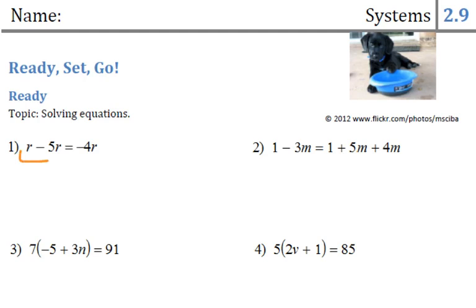So, I've got r minus 5r equals negative 4r. I want to get the r's all together, right? So r minus 5r would be negative 4r. Now you've got negative 4r equals negative 4r. So my question is, if I choose a number for r, are we always going to have the same answer? Well, yeah, because we're multiplying everything by negative 4.